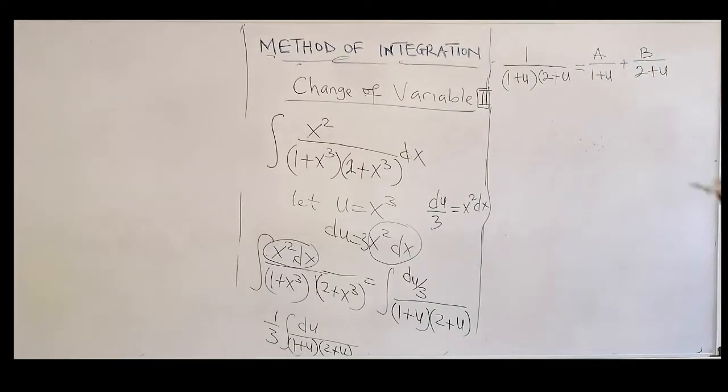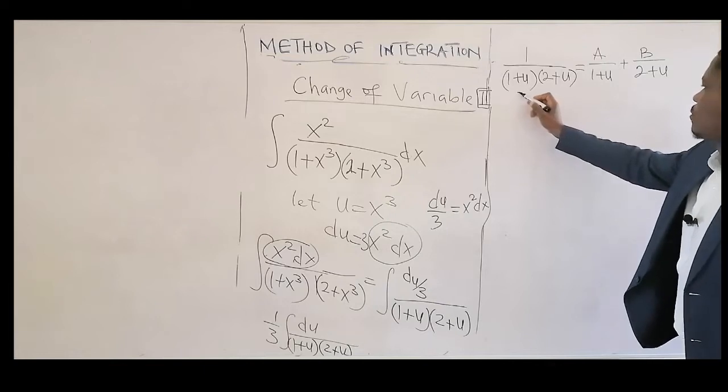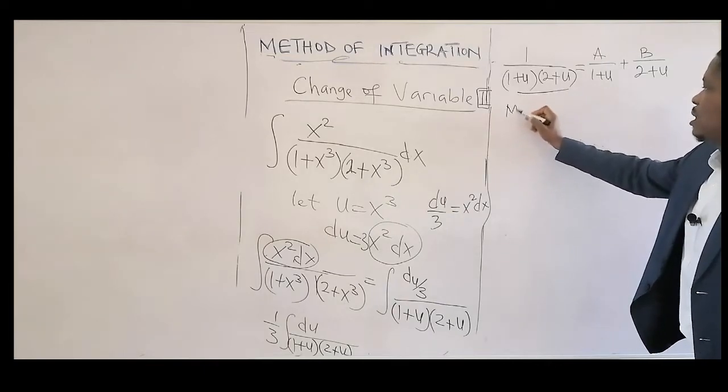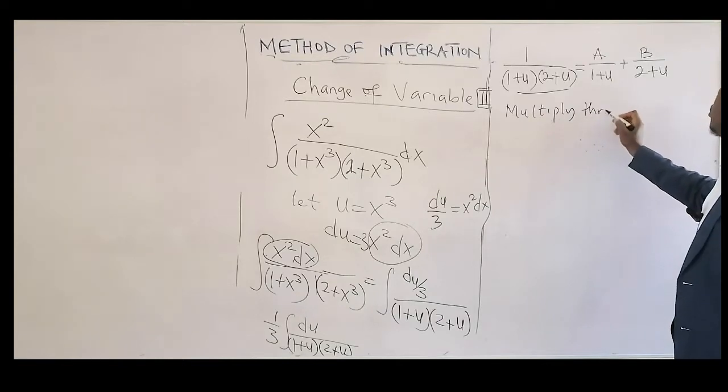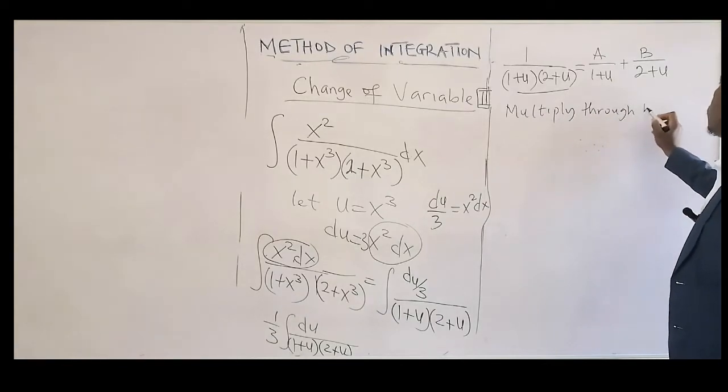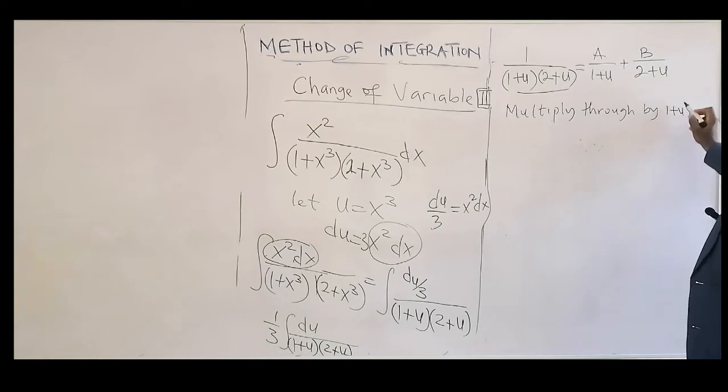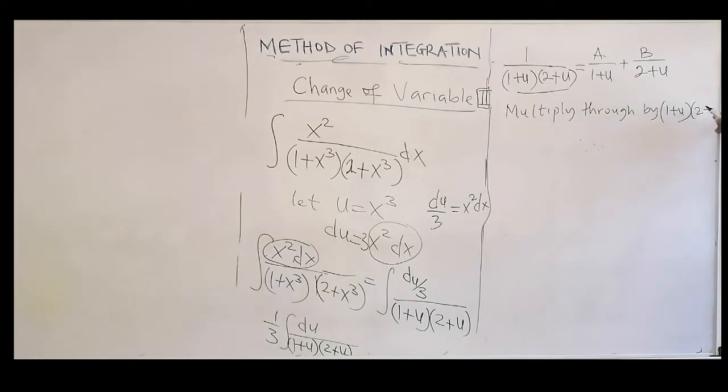So that's that. Then the next thing to do now is to multiply through by the common factor. Multiply through by 1 plus u and then 2 plus u.